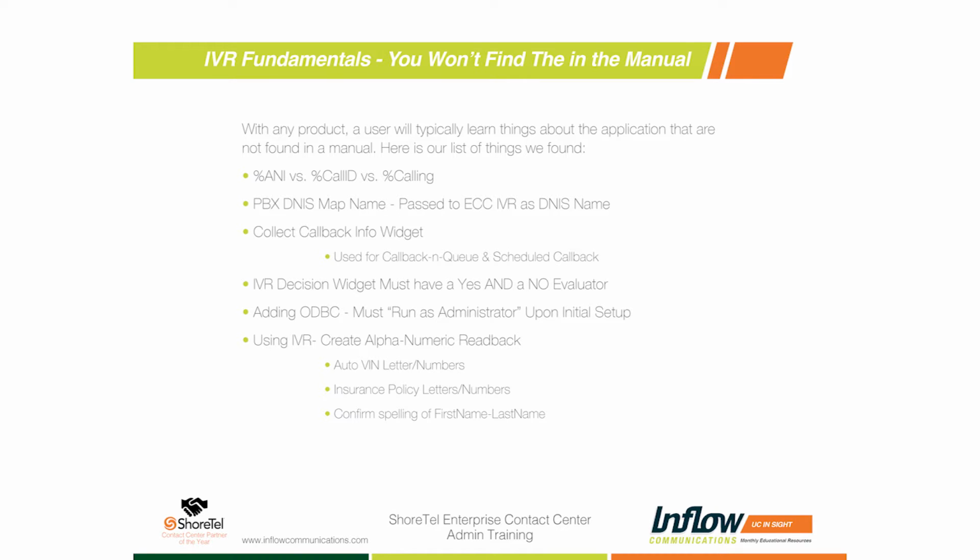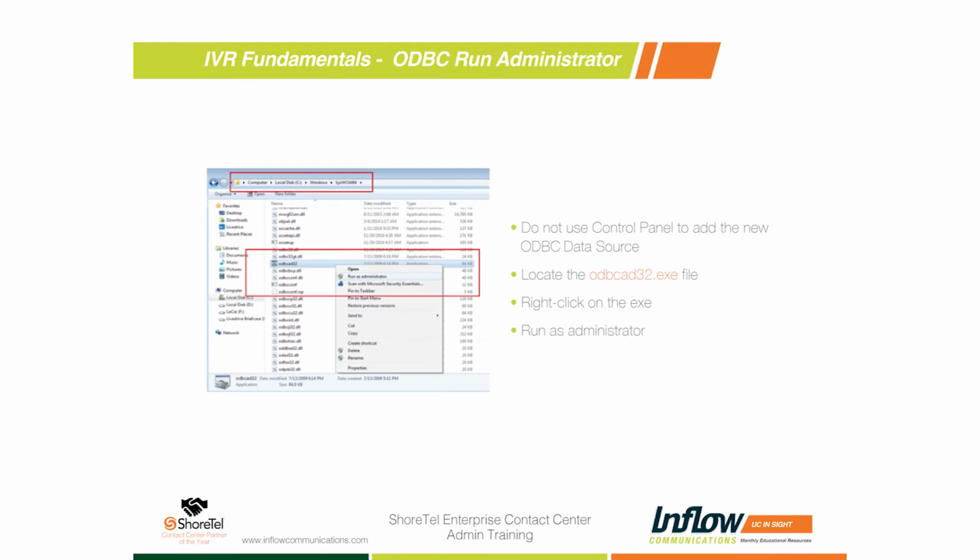So let's talk about adding ODBC. When you want to add ODBC, if you're an admin on the call, most of the time you go to control panel. However, when you're adding it to ECC, you actually need to navigate to the executable, which is on the C drive, and I've highlighted it here in the rectangle on top. Go to the C drive, go to Windows, go to SysWOW64, look for the EXE, which I've marked on the right-hand side, odbcad32.exe. Right-click and run as administrator.